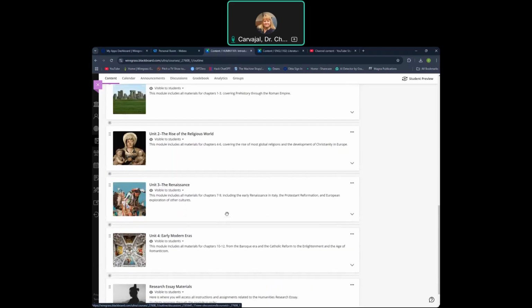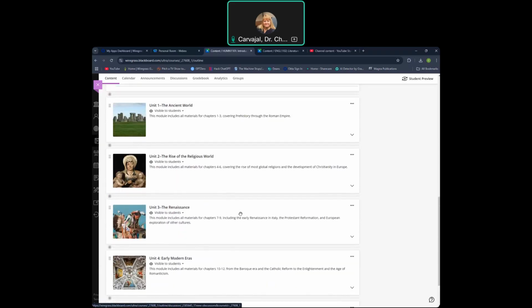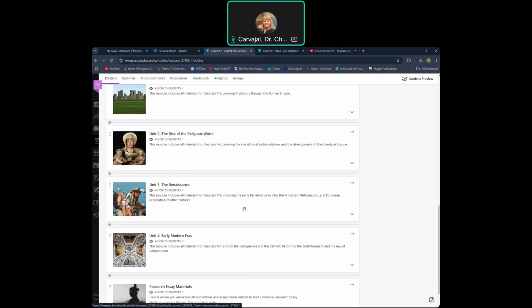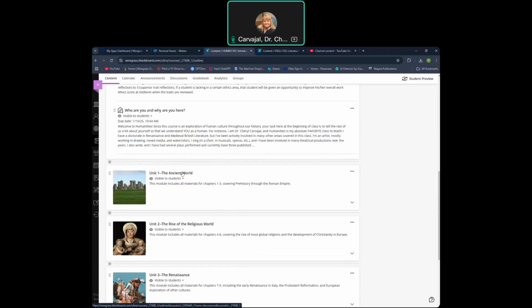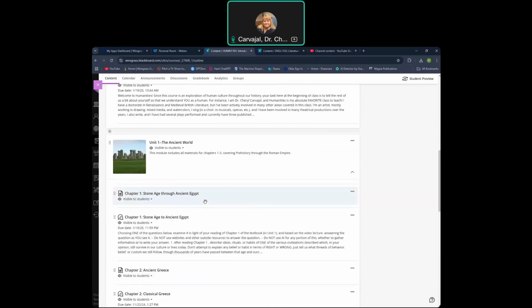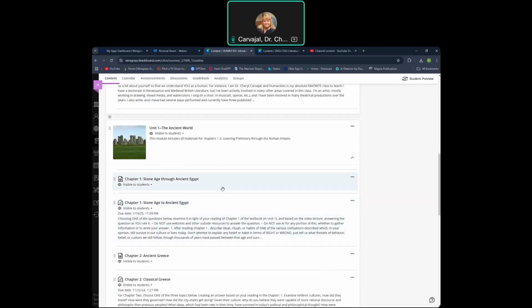And then Unit 4 is essentially the Baroque era and the Age of Enlightenment, when the United States became an actual country, and the Romantic period. And that's where we'll end with chapter 12. Each unit is essentially 3 chapters, and each test covers only 3 chapters. There is no test at the end that covers all 12 chapters.